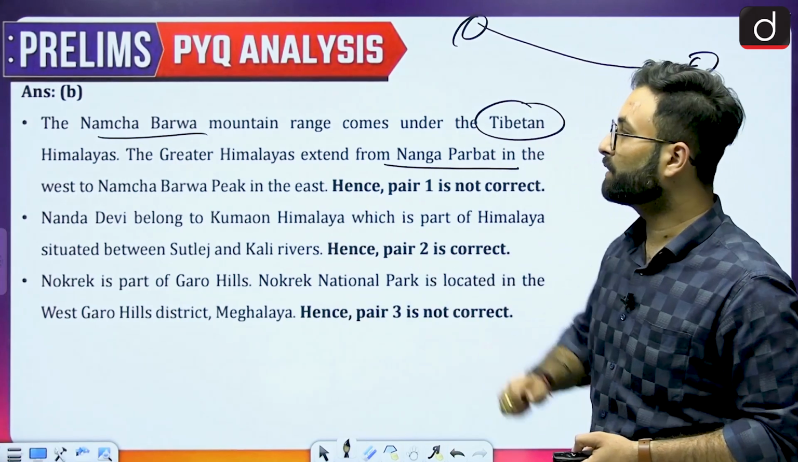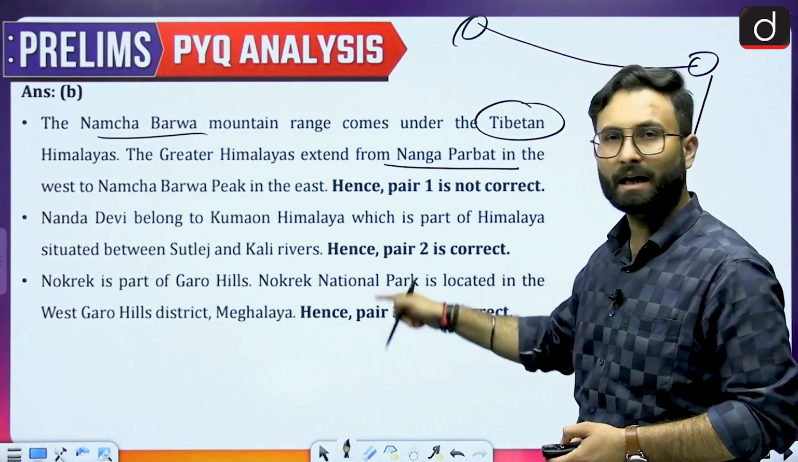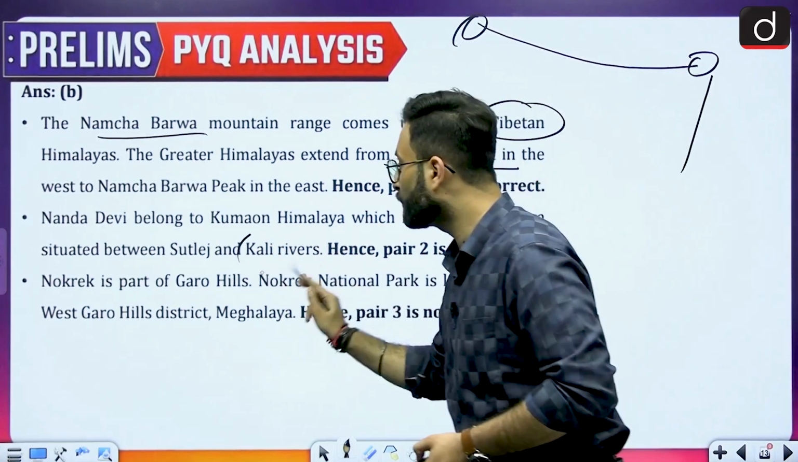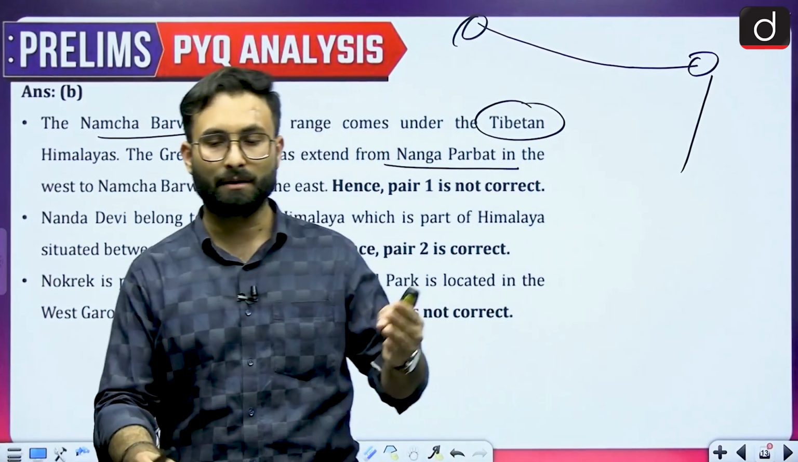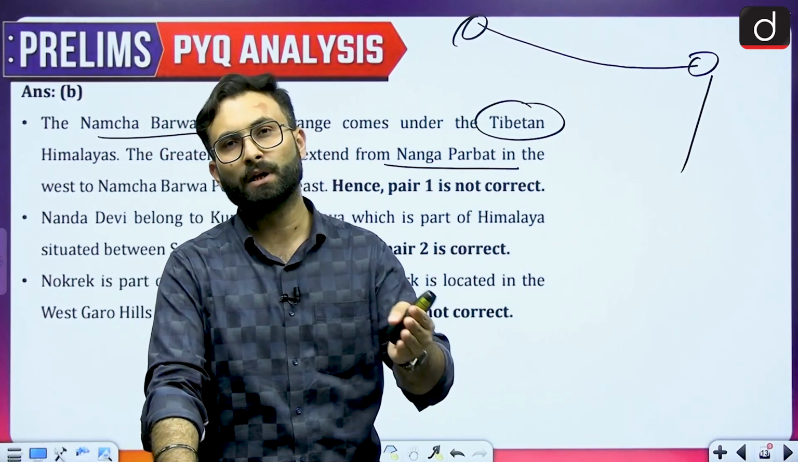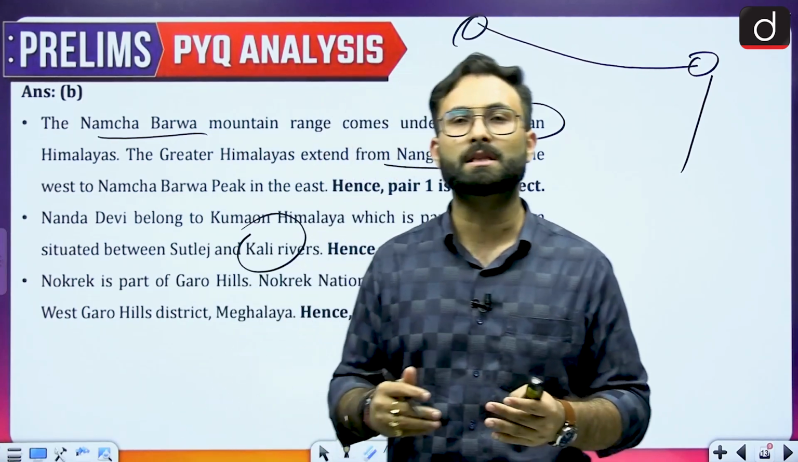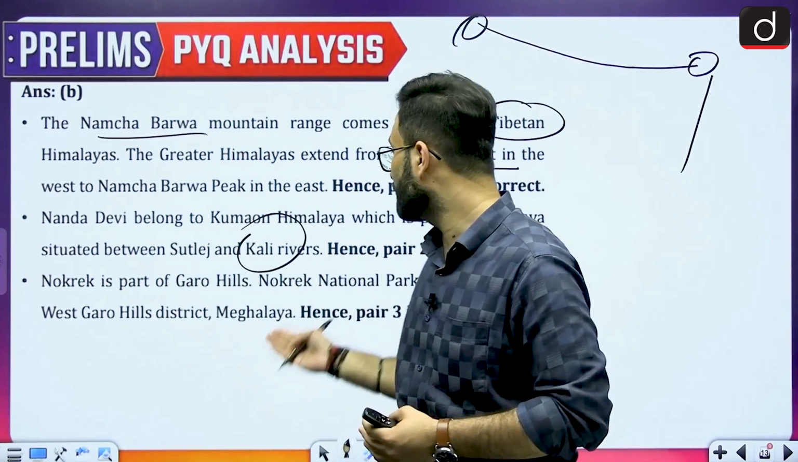Then coming to Nanda Devi, it belongs to the Kumaon Himalayas, which is the part of the Himalayas situated between the Satluj and the Kali rivers. The Kali river is also important for you, because it is the reason India and Nepal have a boundary issue. When we talk about Lipulekh, Limpiyadhura, this Kalapani region, Nepal is claiming it is theirs because of the shift in the Kali river.